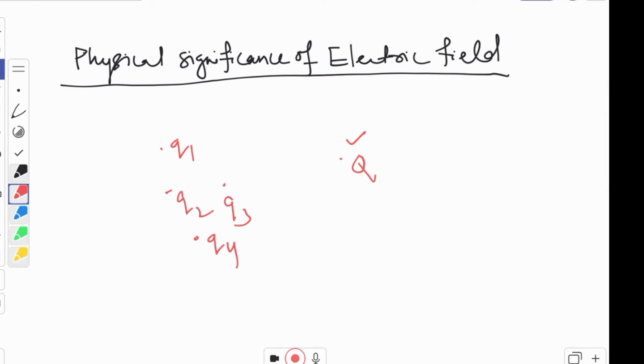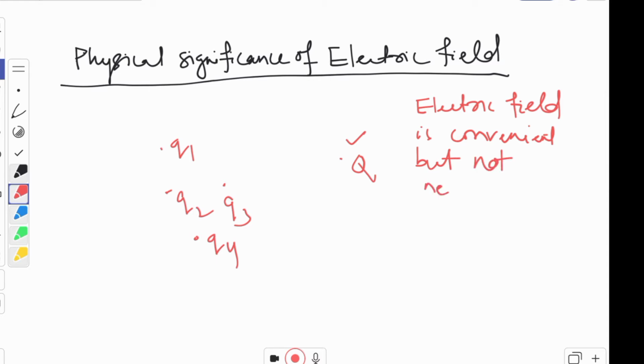But Faraday introduced the concept of electric field in electrostatics. These lines are there in the NCERT book. Electric field is convenient, but not necessary, because we know electrostatic force. Then what is the need of this electric field? That we are going to study.